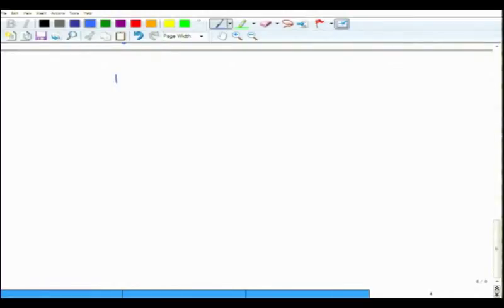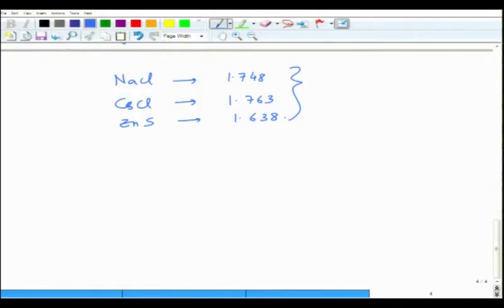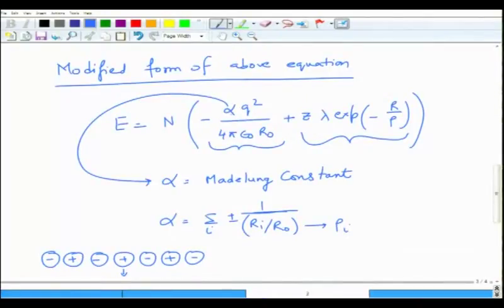So for example, the values of alpha, if you take NaCl, cesium chloride, and zinc sulfide: for NaCl, the value is nearly 1.748, for cesium chloride 1.763, and for zinc sulfide 1.638. So these are typical values of alpha that you get by summing over all the neighbors. Essentially, you can see that if your alpha value is large, the attraction term is large, and if your alpha value is low, then the attraction term is lower.